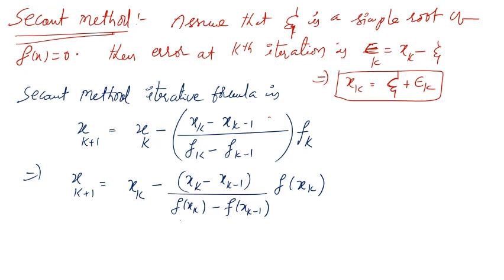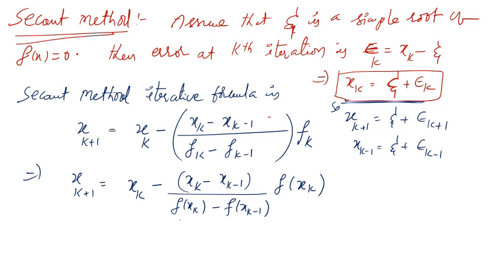Now let us substitute. xk is equal to this one. So what is xk plus 1? Xk plus 1 is xi plus epsilon k plus 1, and xk minus 1 is xi plus epsilon k minus 1.